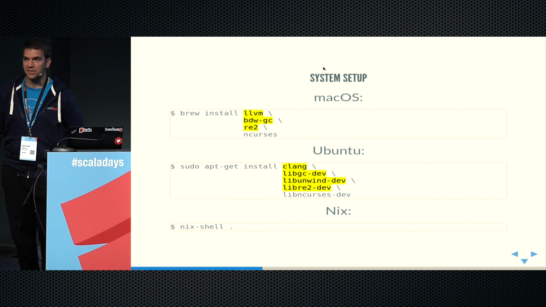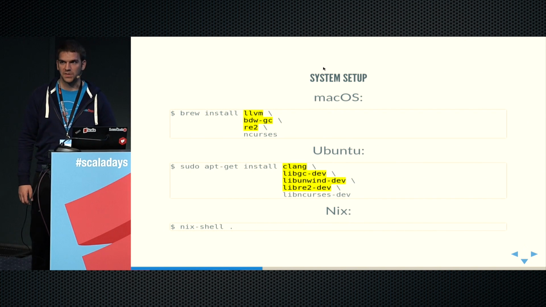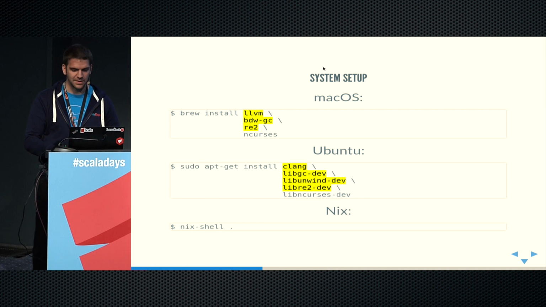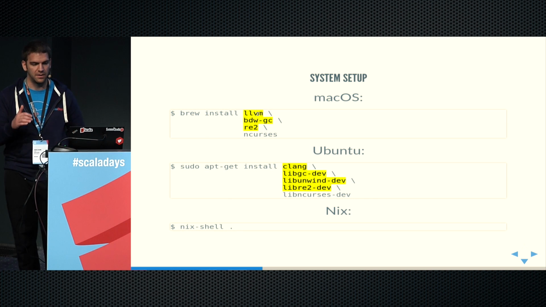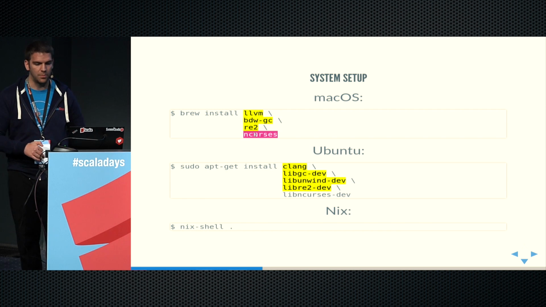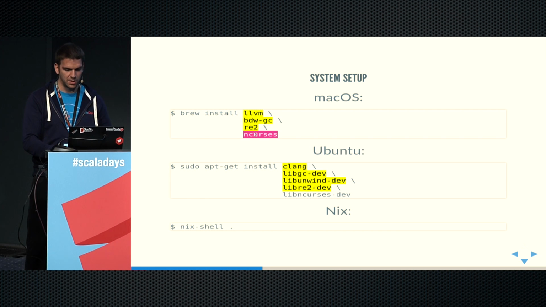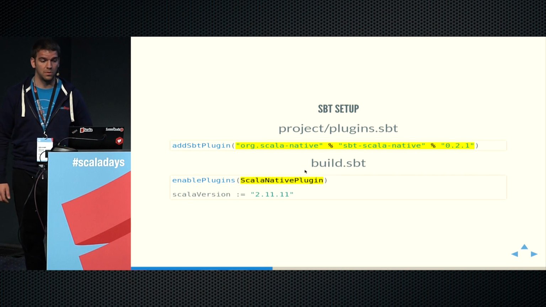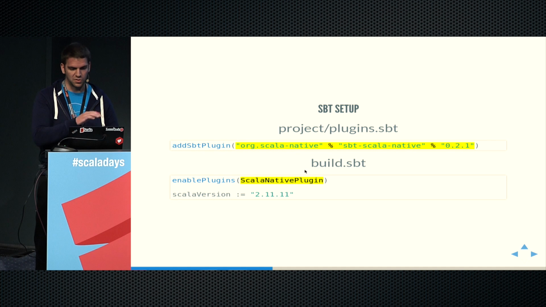All right. To get started with Scala Native, you need to set up some system dependencies. This is how you do it on Mac, Ubuntu, and on Linux it's a bit simpler. What is highlighted is what you normally need for Scala Native. And then for this application, we'll need the ncurses library, which renders things on the screen. To set up Scala Native, it's really simple. You only need an sbt plugin. On the first line, I add the sbt plugin, then I enable it on my build. And that's it.